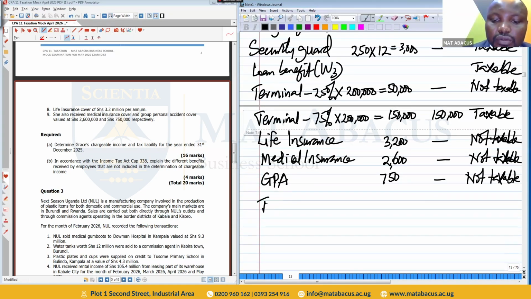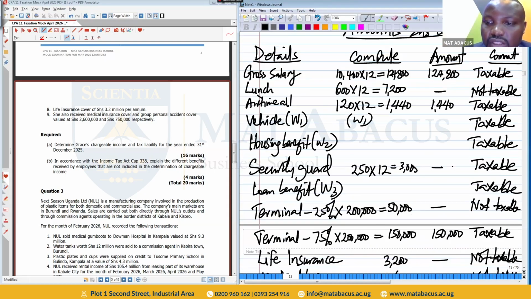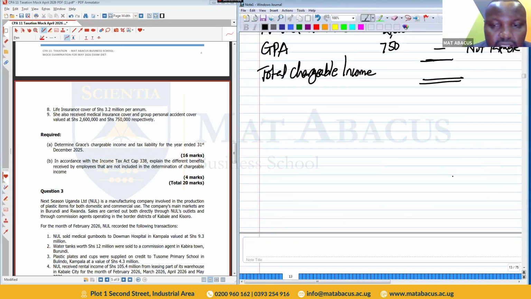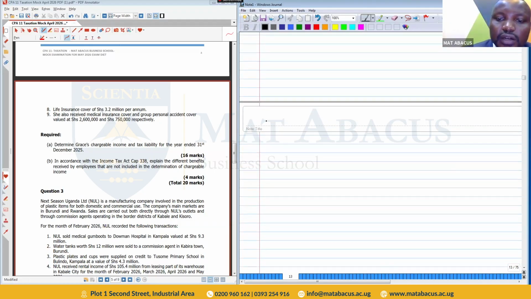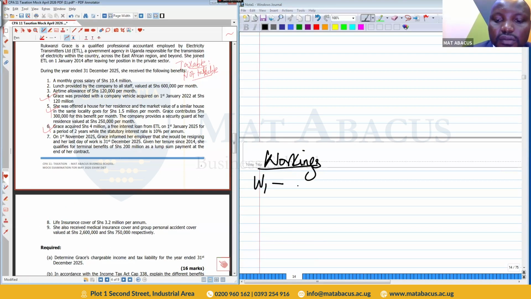Then you have your total chargeable income. Total chargeable income will be the total of the taxable benefits. But remember, we have what we have not yet worked on, so we need to have workings here. Under workings, working 1, we had said it is motor vehicle benefit. So look here, this is motor vehicle benefit.